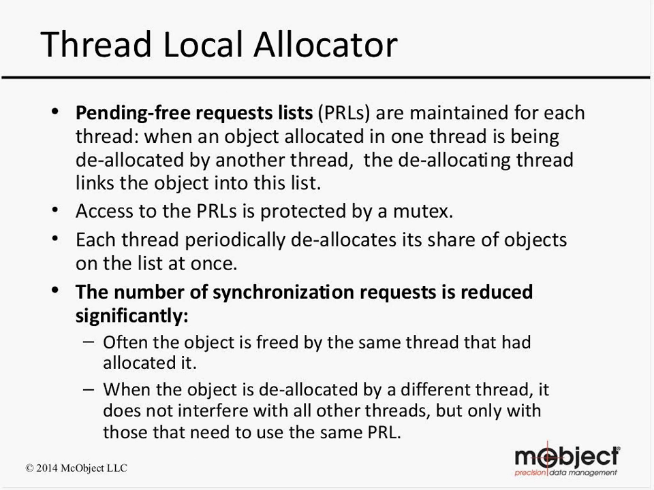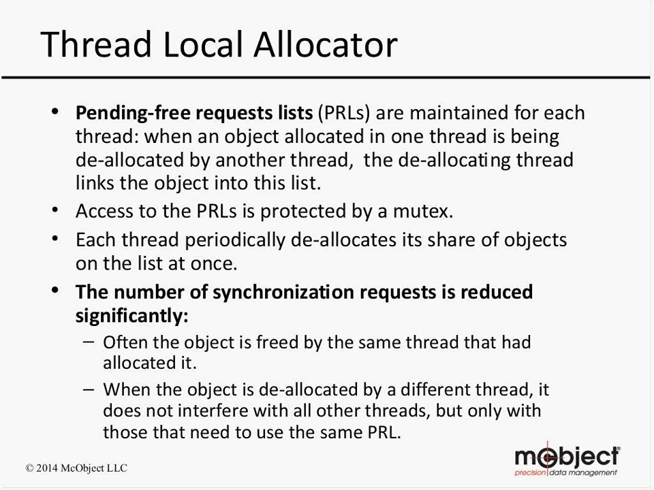But then what happens when objects are not local? In other words, when memory is allocated by one thread, but then later on freed by a different thread. In this case, the memory manager maintains what we call a pending free request list, or a PRL, for each thread. So when an object allocated in one thread is being deallocated by another thread, that deallocating thread simply links that object into the appropriate PRL list, in other words, the PRL list of the thread that originally did the allocation.